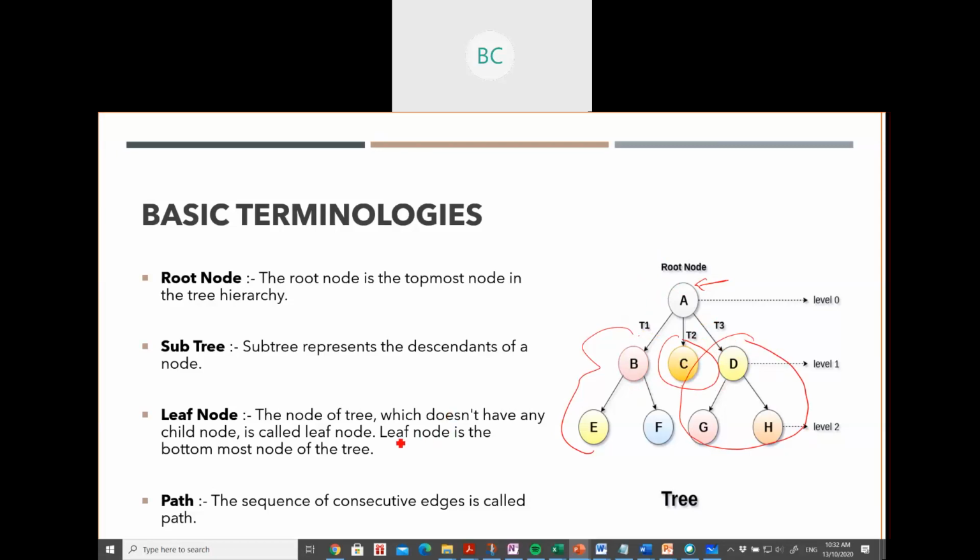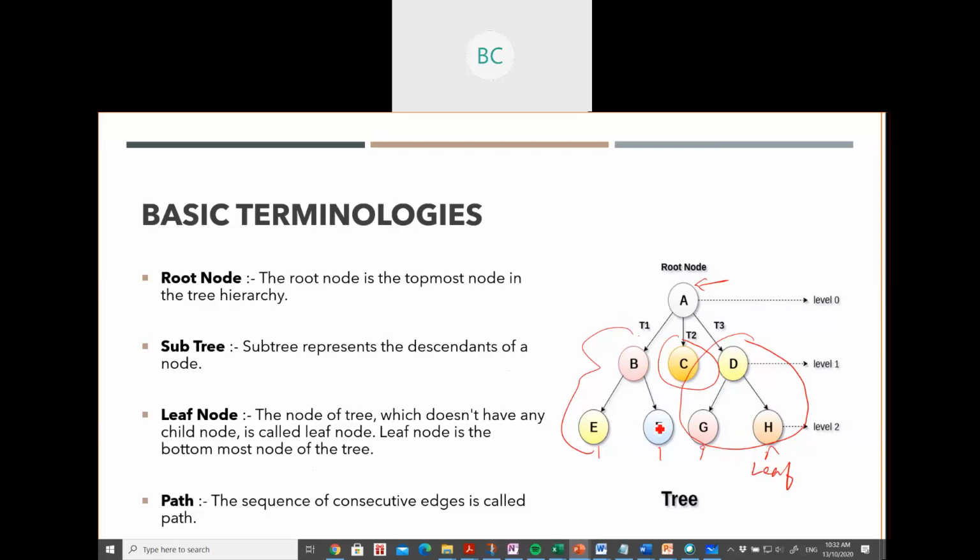Okay, then see the leaf node. Leaf node means the node of the tree which does not have any children or child. And leaf nodes are the bottommost nodes of the tree. So for any node, these last bottom nodes will be your leaves.